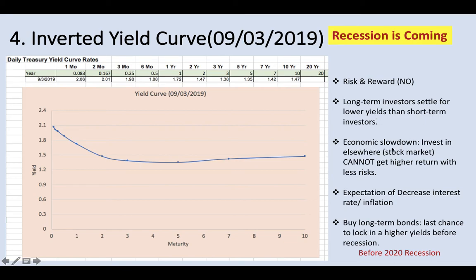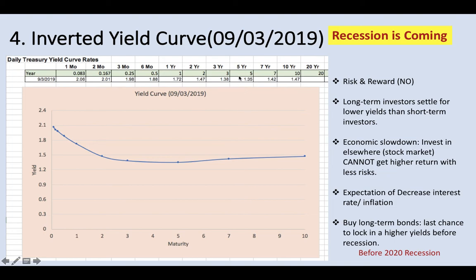So this indicates economic slowdown. Investing elsewhere, you cannot get a higher return with less risk. So basically, everybody thinks a recession is coming. So they don't want to risk any money in the stock market or anywhere else. So they just buy long-term bonds. They also expect a decrease in the interest rate or the inflation. So buy long-term bonds, the last chance to lock in a higher yield before the recession. So that's before the 2020 recession.